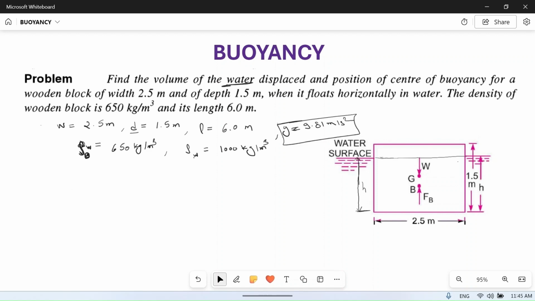Okay, then what do we have to find? The volume of water displaced, so we have to find V of water, and the position of center of buoyancy, so we have to find the center of buoyancy Cb. Okay, so we have to find these two values. First of all, we will find the weight of the block.